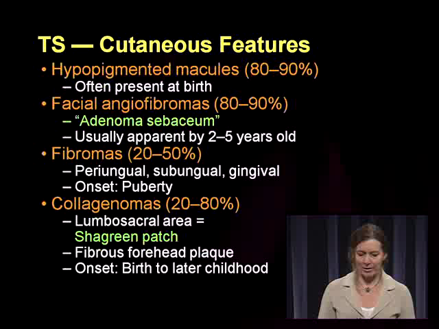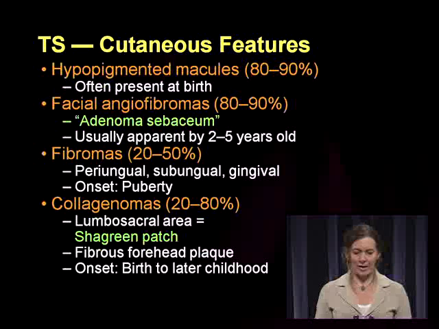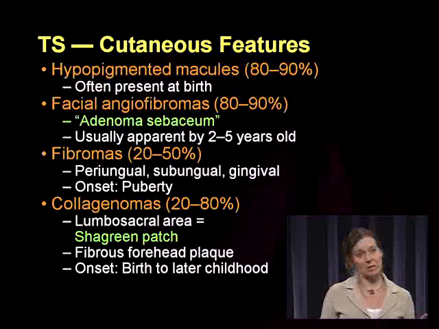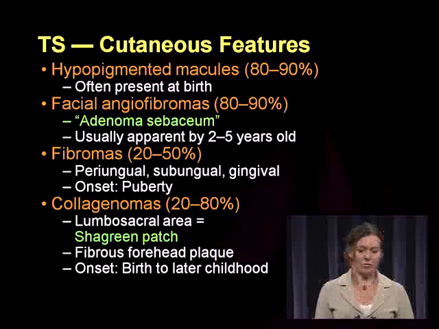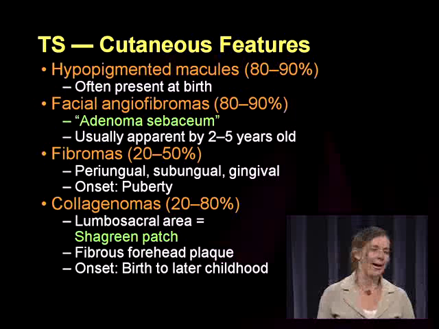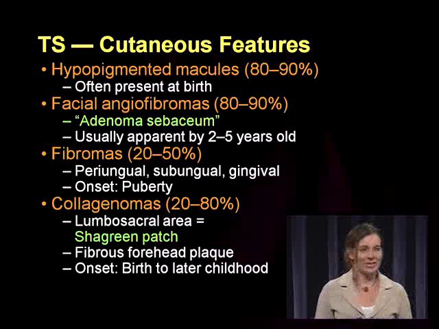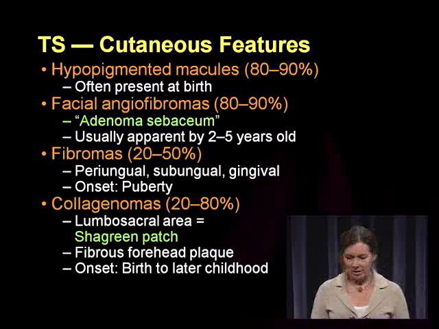And one common example is the collagenoma in the lumbosacral area, which is referred to as the shagreen patch. It's kind of a misnomer because these are typically raised lesions, whereas patches are flat. And then on the forehead is referred to the fibrous forehead plaque, and that is a collagenoma or connective tissue nevus as well. A collagenoma, you have increased collagen in the dermis of the skin. So I'm going to show you some examples of each of these.